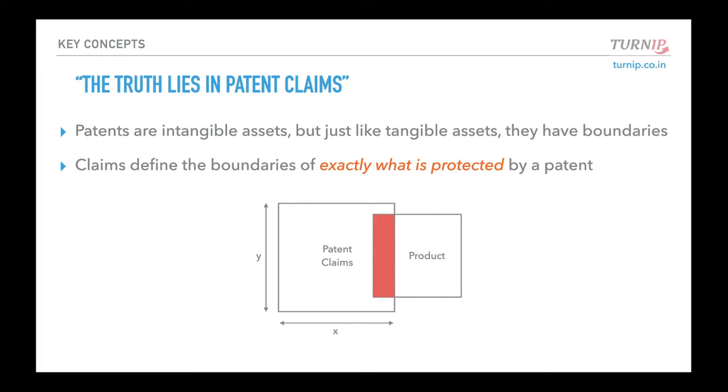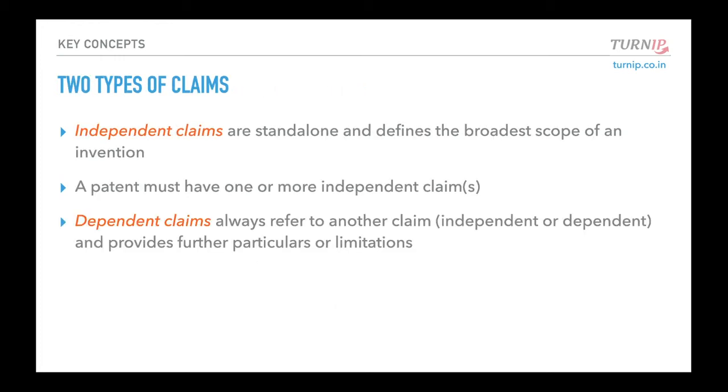And that is how judges, lawyers, attorneys identify patent infringement. Depending on that, the courts argue and decide on damages, and the trial is decided around patent claims. So patent claims are really important. There are two types of claims.